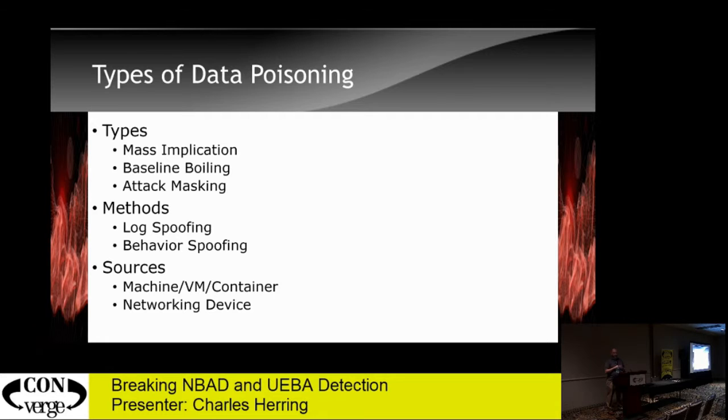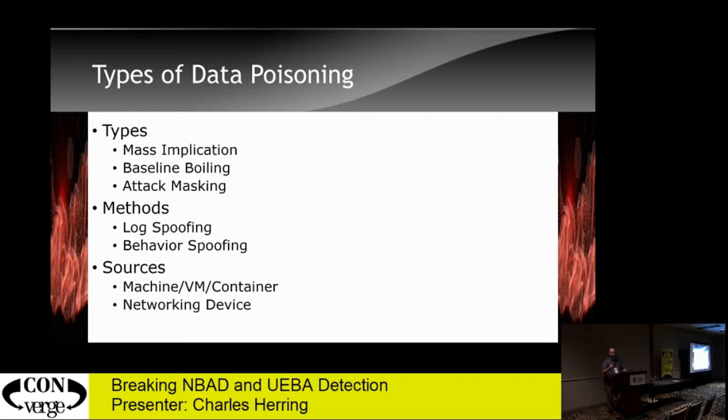Things we're going to look at is mass implication. So what that generally means is my host or my user is doing something nefarious, but then I generate data that says everybody's doing that thing. So you can't pin it on me because it looks like every single user or every single host is doing that, so you can't isolate the data.